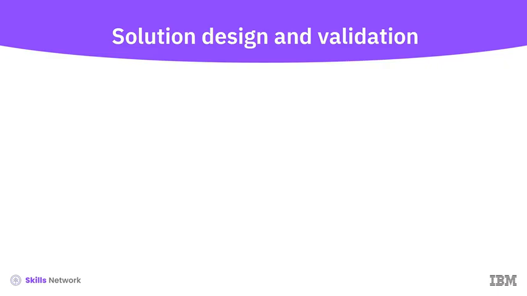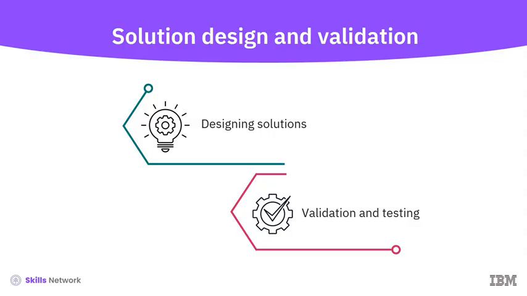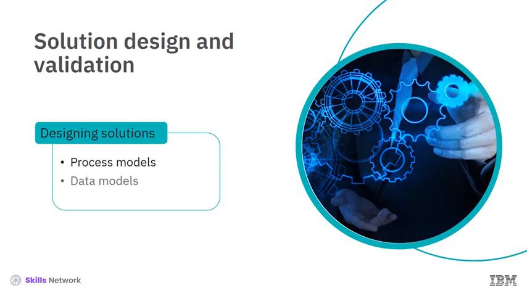Further, let's explore design and validation, which include two steps: designing solutions and validation and testing. Designing solutions includes creating process models, data models, and prototypes. Process models visualize and improve business processes. Data models define data structures and relationships. Prototypes validate requirements and gather feedback.